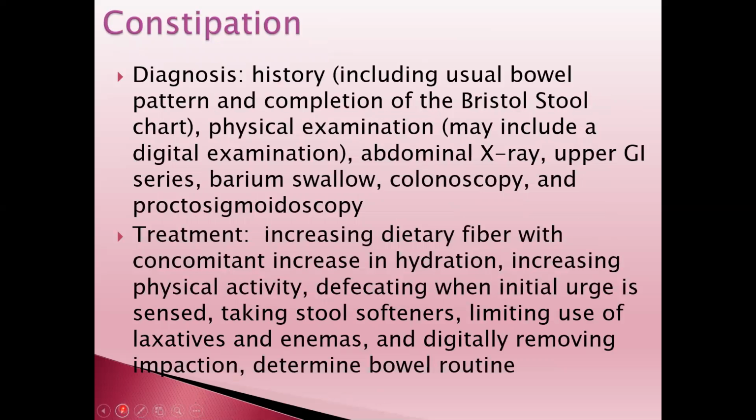Diagnosis, you can have history, like you do a pattern, your bowel movement pattern, you follow that. Physical examinations, abdominal x-ray, upper GI. Abdominal x-ray is a lot of times what they'll do first, upper GI series, colonoscopy, where you a lot of times go in rectally and take a scope and look at the colon, or proctosigmoidoscopy.